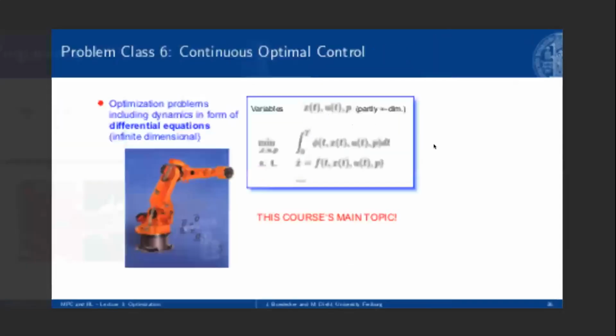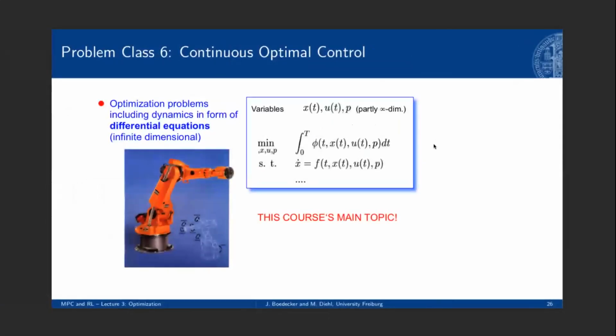And the last class I wanted to draw your attention to is optimal control problems. That's what I'm most interested in. It's like a continuous dynamic system, and then you want to optimize with it. So please note that the decision space is typically infinite dimensional, right?